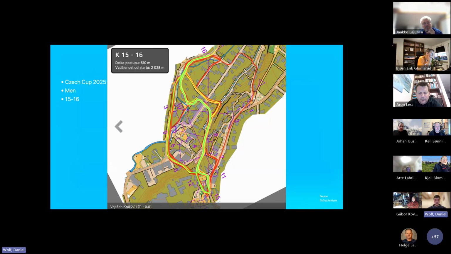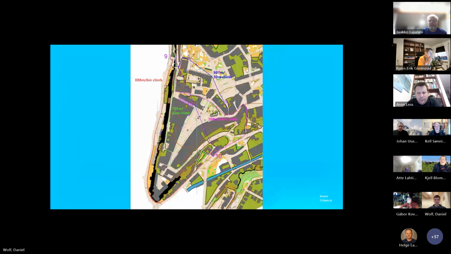I was thinking a long time about this, as always when I set a long leg, because it's always hard to balance it and not turn it into a lottery. But I think here the runners who chose the longer variant were punished, but with reasonable time losses.